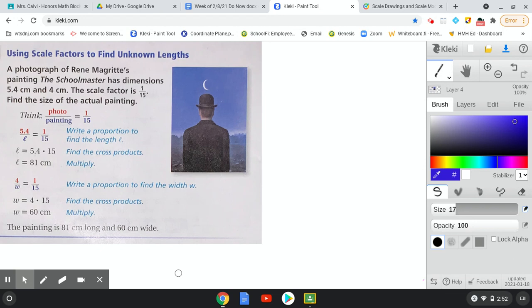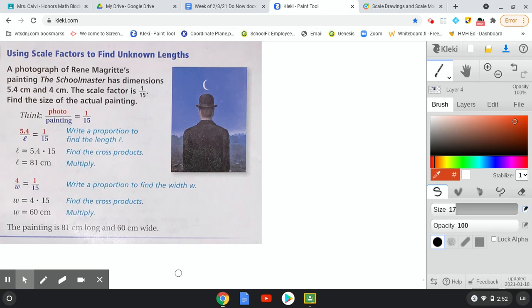The scale factor is 1/15. Find the size of the actual painting. So here they're actually giving us the scale factor, and we're going to use that information to find the size of the actual painting. So here, these dimensions that they gave us, this is for the photograph.